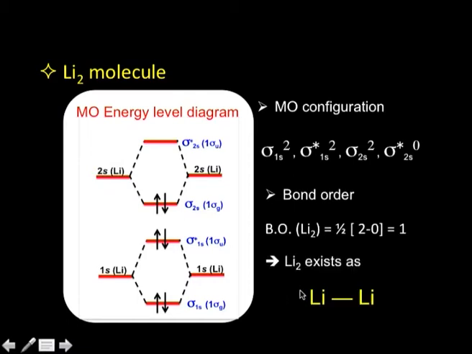The meaning of that outcome is that the Li2 molecule does exist, and it exists as a molecule of this kind, because the bond order comes out to be 1, that means there is a single bond between the 2 lithium atoms. Now, what about the beryllium-2 molecule? Well, if I take 2 atoms of beryllium, will they combine to give me a molecule or not? Let us have a look at it.